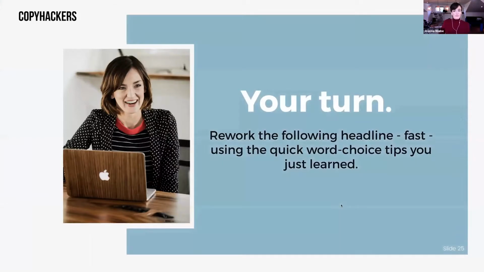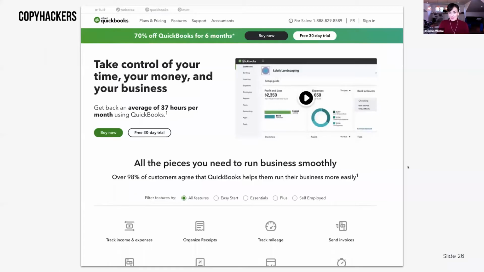I do have an exercise for you, but I'm aware that we're at the end of our time. What I would like you to do, I think everybody should try this: turn out one new headline right now using "All the pieces you need to run business smoothly." Can you take anything we've learned today and write a new headline right now? Chat it over to us when you've written it. I want to see it. Can you do anything with that?